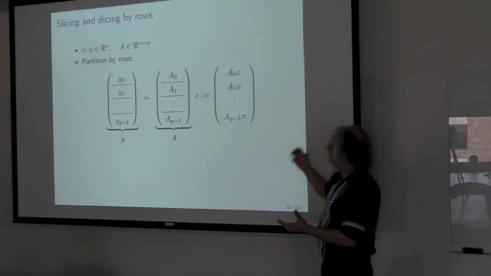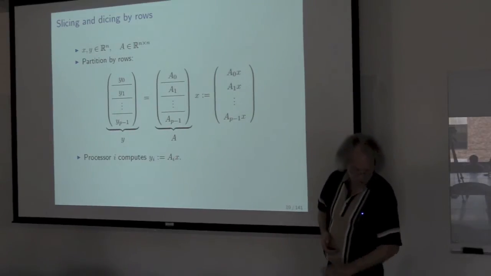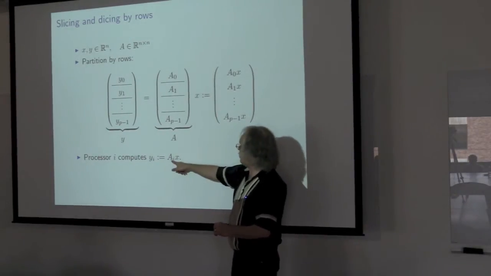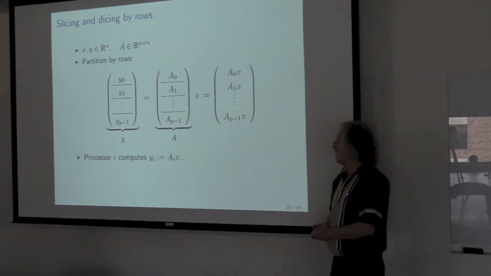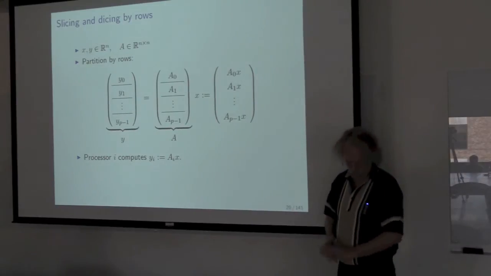And bingo, the parallel scheme is kind of staring you in the face. Namely, you can compute the ith subvector of y by performing a matrix vector multiply with the ith block of A and x. All right? Simple enough.